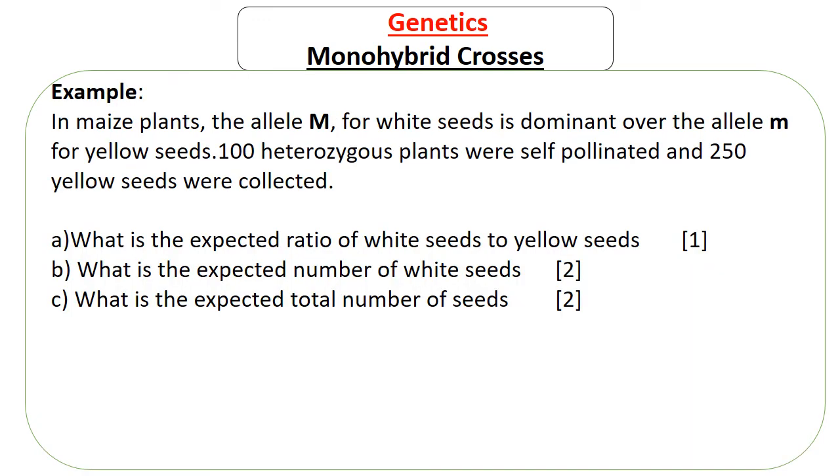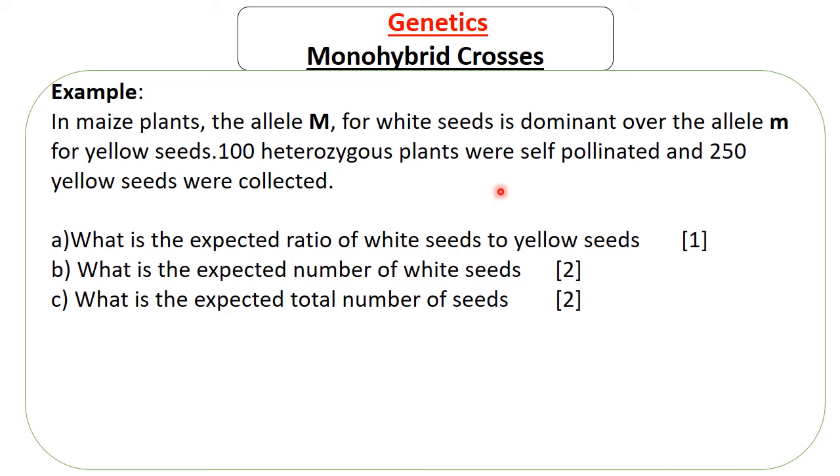Let's take a look at the last example. In maize plants, the allele M for white seeds is dominant over the allele m for yellow seeds. 100 heterozygous plants were self-pollinated and 250 yellow seeds were collected. What is the expected ratio of white seeds to yellow seeds?